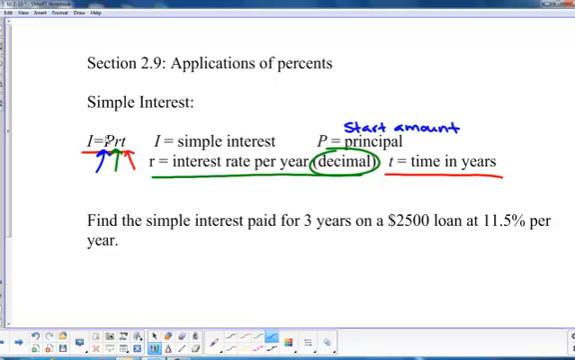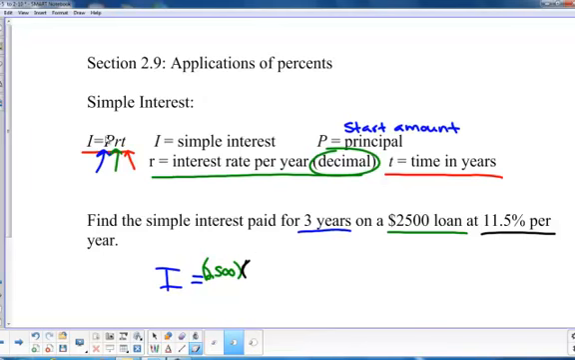All right, so if we are paying for 3 years, so I have I, find the interest, equals 3 is my time. On a $2,500 loan, that's my principal, that's my starting amount. At 11.5%, now remember, we need to put that in decimal. So I gotta move this over. 11.5 in decimal is 0.115. And I still have my 3.